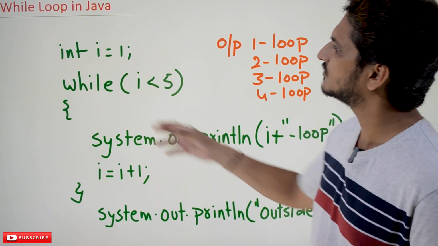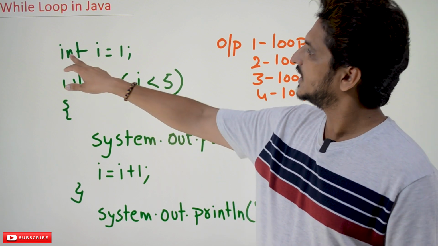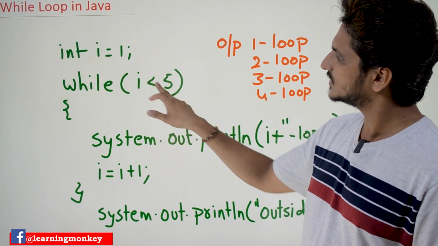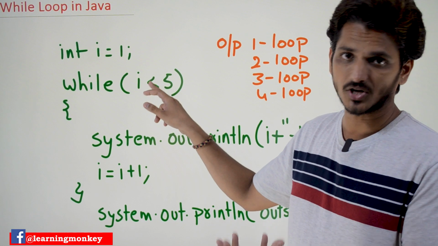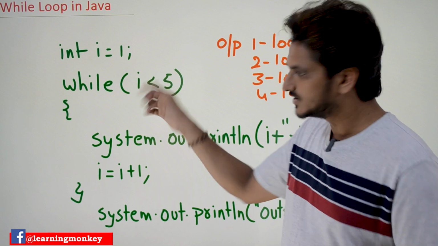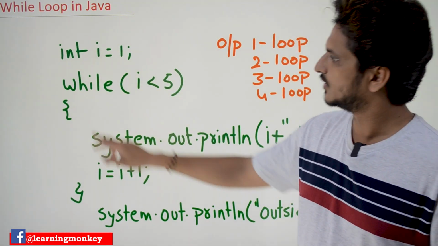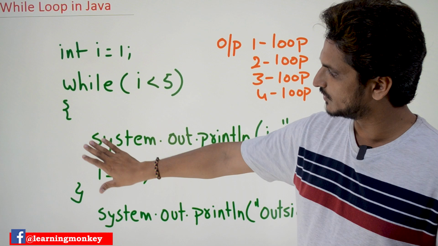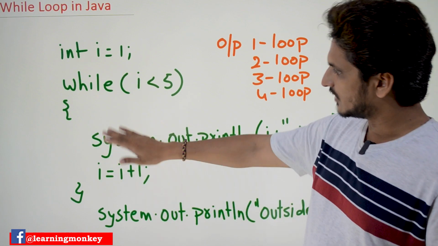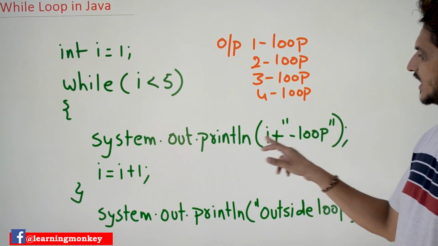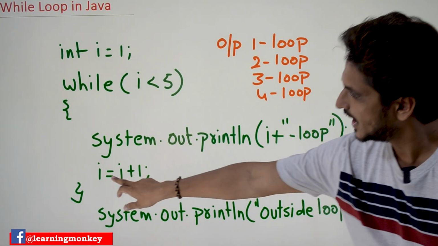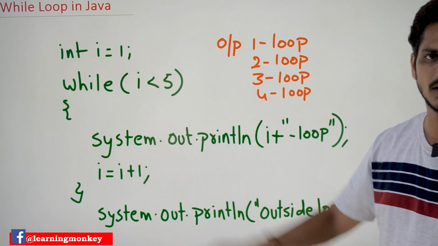The first statement is the while loop statement. So int i is equal to 1. While, brackets open and close, in between the brackets we write the condition i less than 5. If the condition is true, execute the body of the loop. In between the curly brackets is the body of the while loop. In it we have written System.out.println of i, displaying i and hyphen loop. After that, increment i is equal to i plus 1.